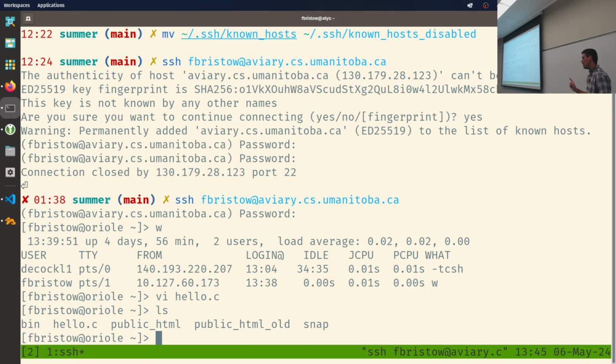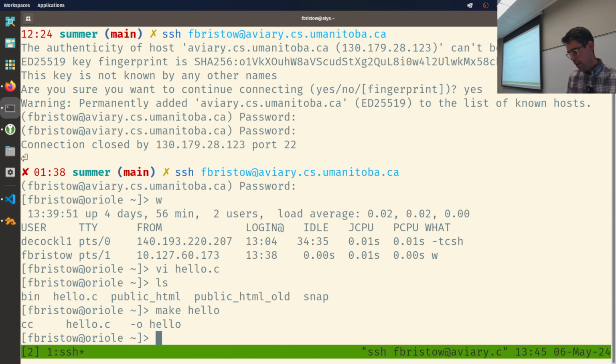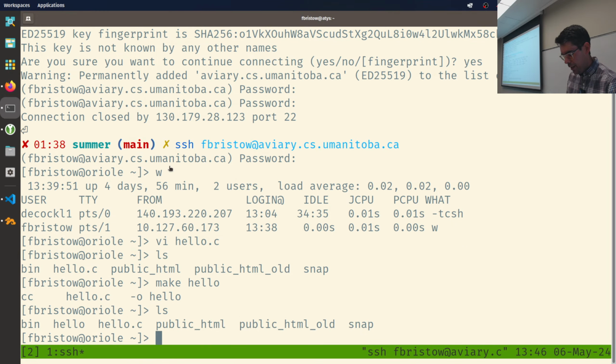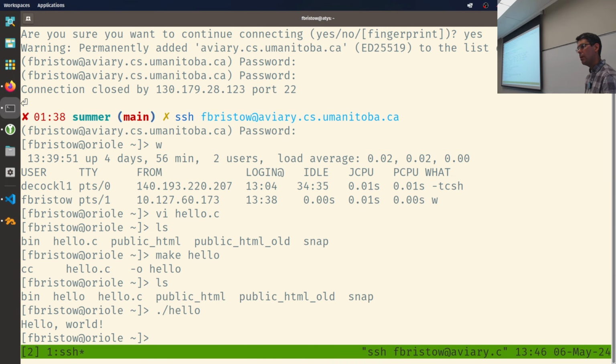I'm going to compile this, and I'm going to compile it in a way that I'm not expecting you to do right now. I'm going to show you another way to compile things, but just to get us started and finished quickly here, I'm going to say make hello. This runs a command, and what we have as output here is another file. It's called hello. And to run this program, I can say period, slash, and then hello.